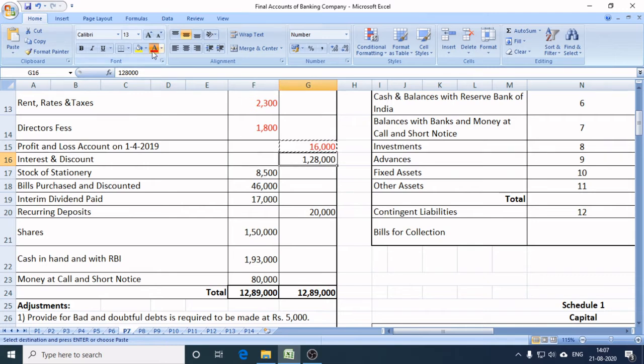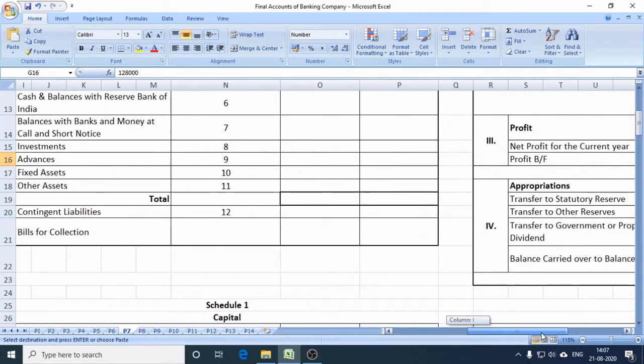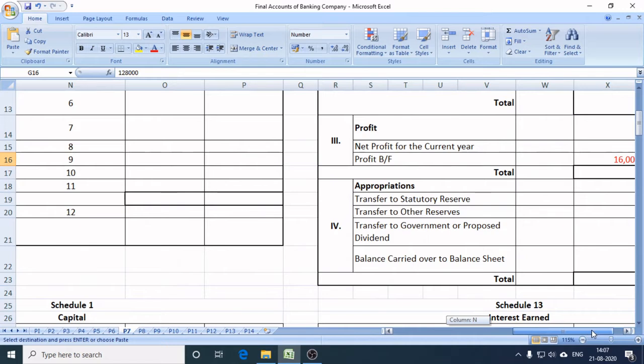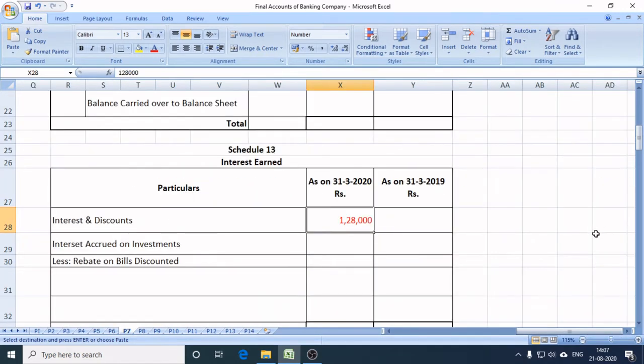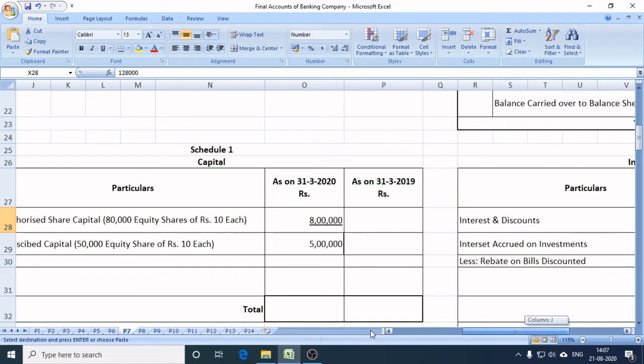It has a credit balance, and we all know that it is the bank's income earned from interest and discount. And for recording income received in the form of interest and discount, we have schedule number 13, that is interest earned. So show that balance here, 1,28,000, under schedule number 13, interest earned.